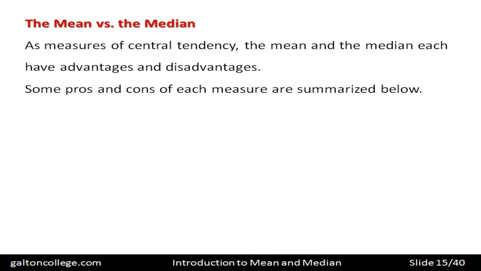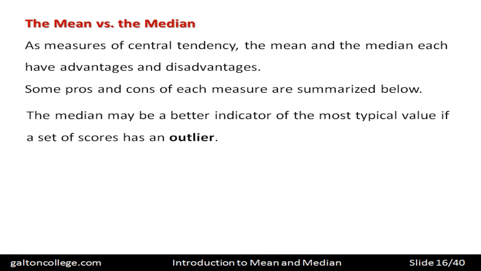Now, the mean versus the median. As measures of central tendency, the mean and the median each have advantages and disadvantages. Some pros and cons of each can be summarized in the following slide. The median may be a better indicator of the most typical value if a set of scores has an outlier. An outlier is an exceptional value.